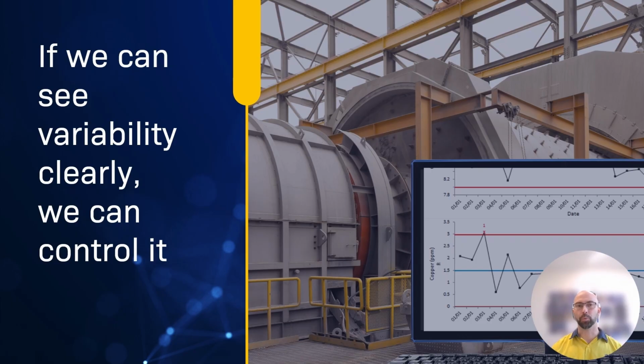Back at MIM, we controlled variability through process control standards, standard work instructions and training, but we have better tools now. In the next segment, we'll look at how operational alignment and a shared view of the process can help teams move from reactive to proactive.